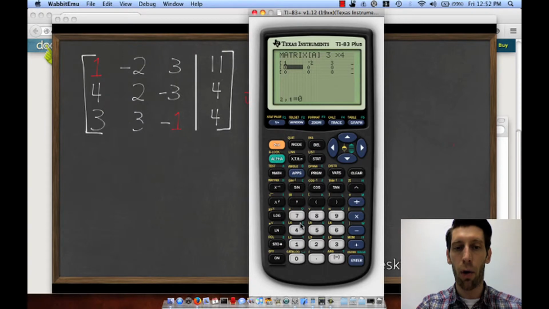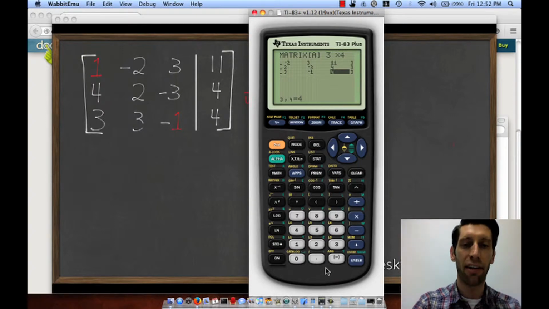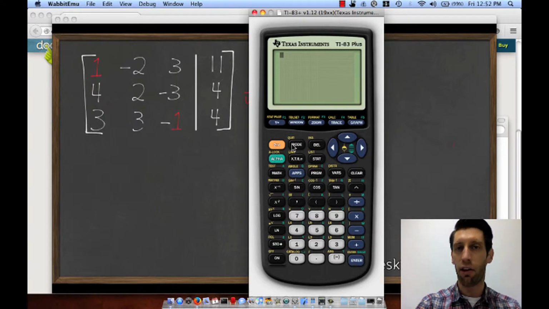In my second row, I have 4, 2, -3, and then after the augment, which is not in my calculator, another 4. Third row is 3, 3, -1, and 4. Now, what I have here is a 3x4 matrix. All of my numbers are appropriately entered. What I want to do next is hit second and quit. And this is an important step. What that's going to do is take me back to the home screen where you would do your normal computation.